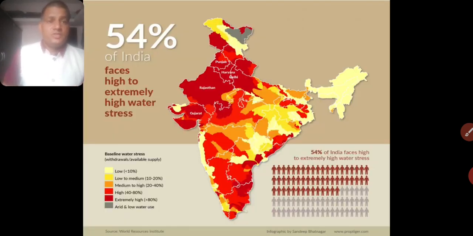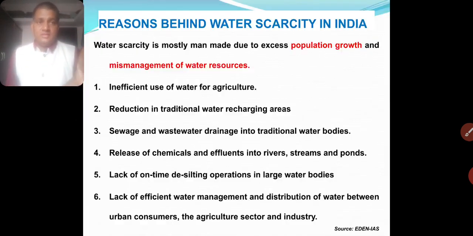You can see the picture of India. 54% of India faces high to extremely high water stress. That may be in the form of scarcity of water, contamination of water, water pollution, likewise. So this is the high to extremely high water stress. This is the situation.